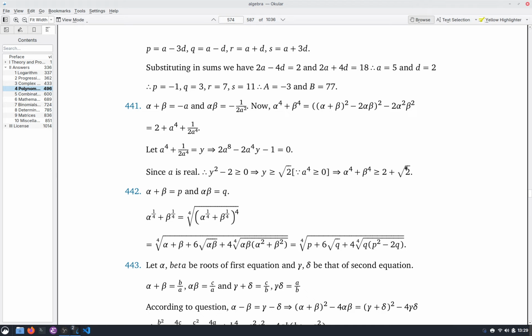Now you will ask me how we arrived at this. So we have got this y here. Now y is greater than or equal to square root of 2, we substitute here because this is what we took as y. So 2 was there and now we put square root of 2.